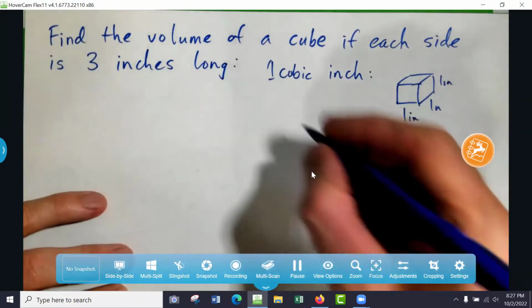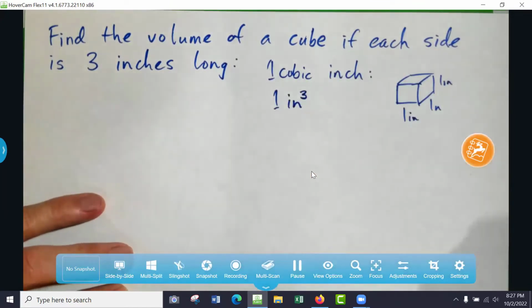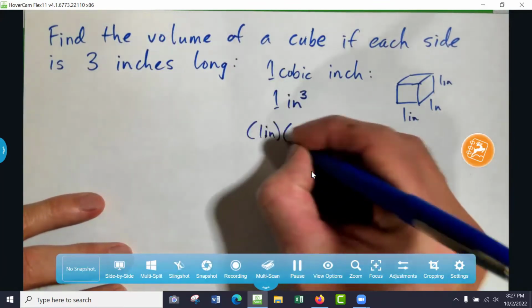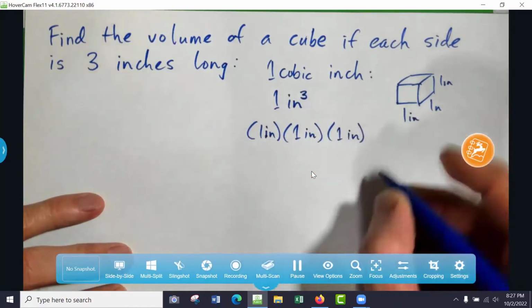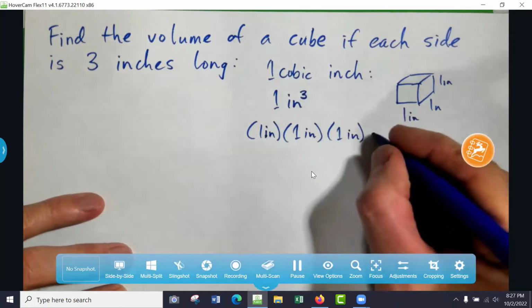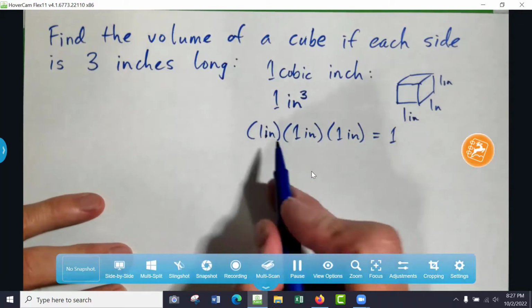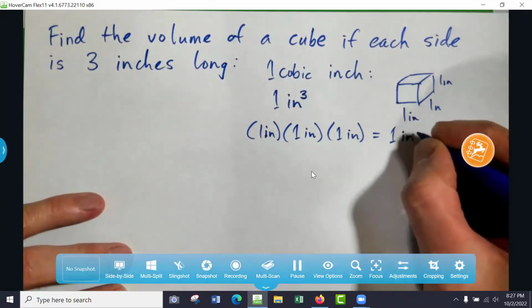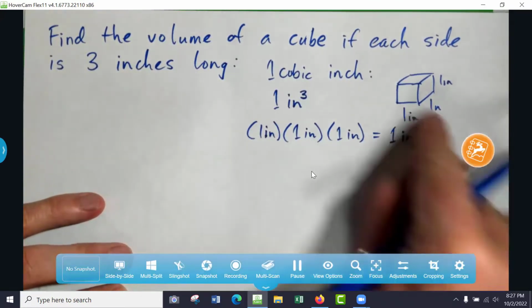And 1 cubic inch is also written like this, 1 IN with a cube on it, 1 inch cubed. See that? It's kind of funny because it's 1 inch wide times 1 inch long times 1 inch high. If you multiply these, 1 times 1 times 1 gives 1 cubed, or just 1, right? But inch times inch times inch gives inches cubed, 1 cubic inch. Make sense? So that's the measurement.